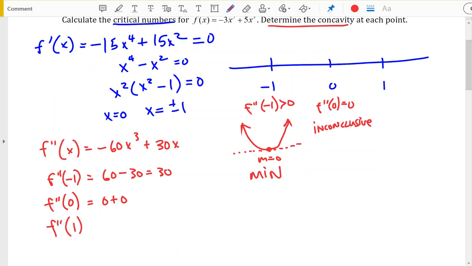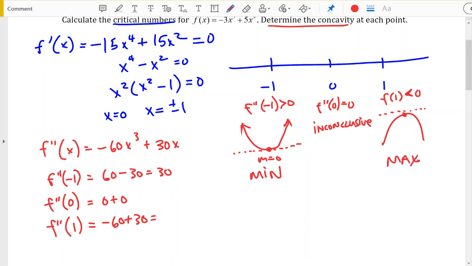The second derivative when x is equal to 1 gives us negative 60 plus 30, which is negative. So f double prime of 1 is less than 0, which means it is concave down. And concave down at a point where there is a slope of 0 tells us that this is a max value.